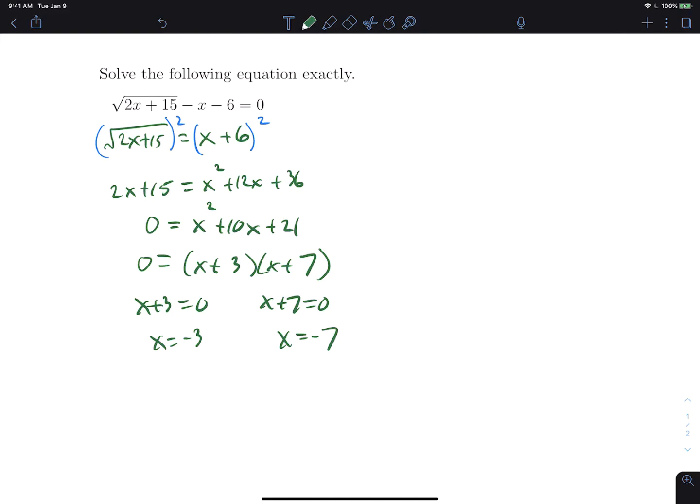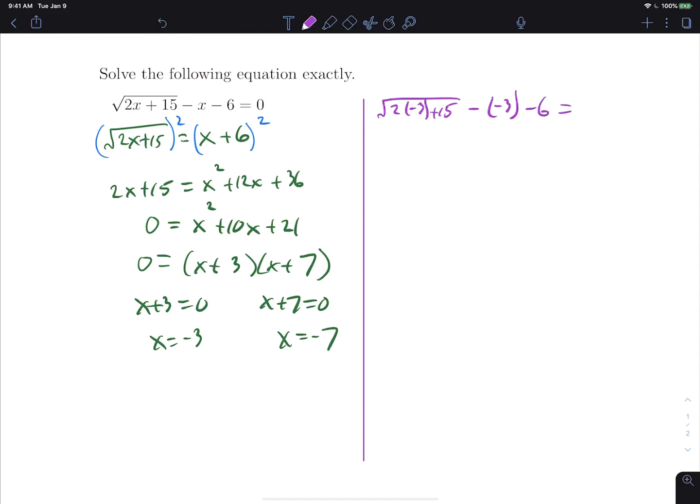Awesome. It's at this point that we need to check our solutions to see if either one actually are solutions. In this case, we're going to start out with x equals negative 3, plug that into the original equation, and that's going to give us the square root of 2 times negative 3 plus 15, and then minus negative 3 minus 6. And we're hoping that all of this, when you simplify it, is equal to 0. My recommendation is just to go ahead and type all of this into the calculator and just see what it gives you. But let's do this the hard way.